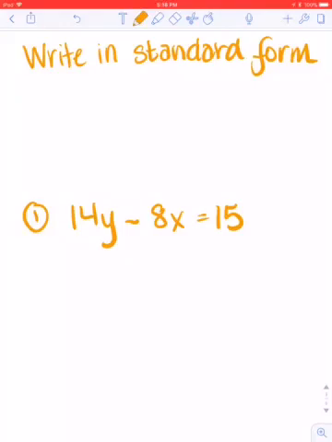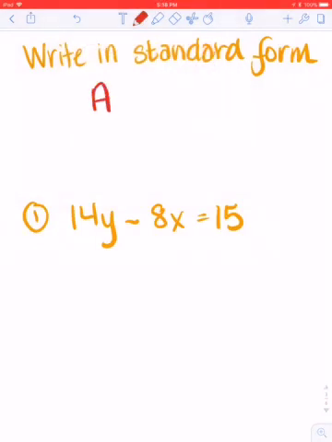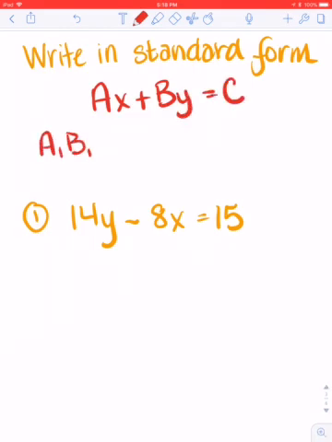Okay, guys, let's go through a little bit of a review over standard form. Remember when we talked about standard form in class? Our standard form looks like this: AX plus BY equals C. Remember, A, B, and C have to be whole numbers.